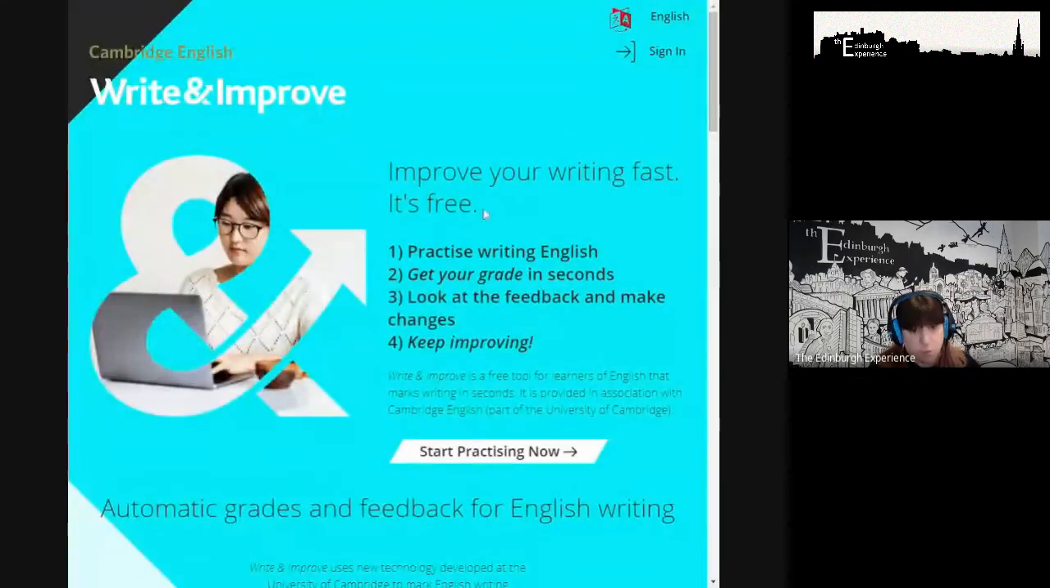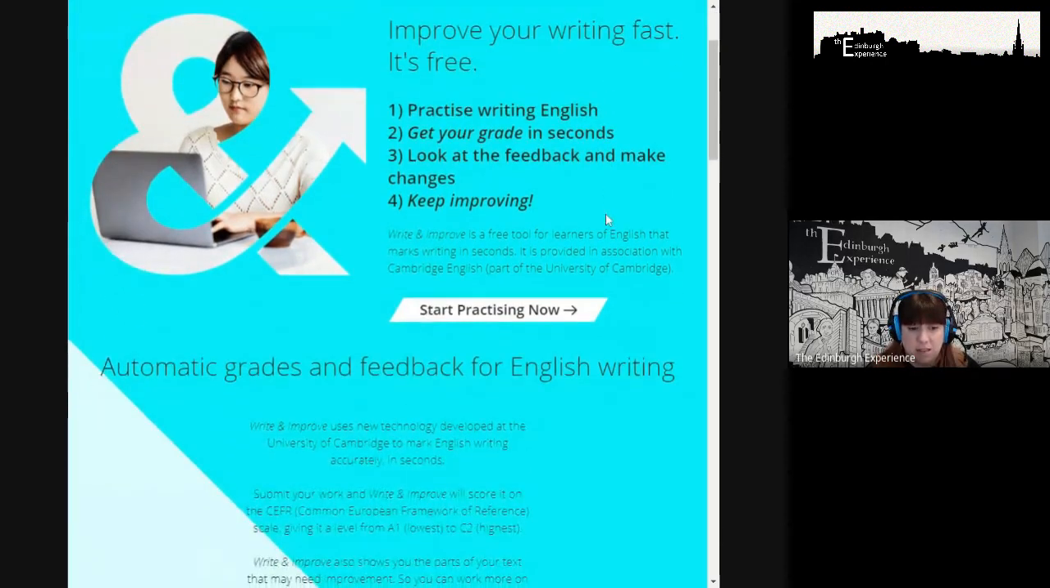It's free. And basically what you can do in Cambridge Write and Improve is that it's a writing software that they've developed for you to write in, and it will instantly feedback and let you know what level you're writing at, okay? And it's really great. You'll get immediately a framework on the Common European Framework of Reference. So it will tell you between A1 and C2 where you are. And it also shows you the areas of your text where you can probably improve a bit more in your writing, so you can do more work on it.